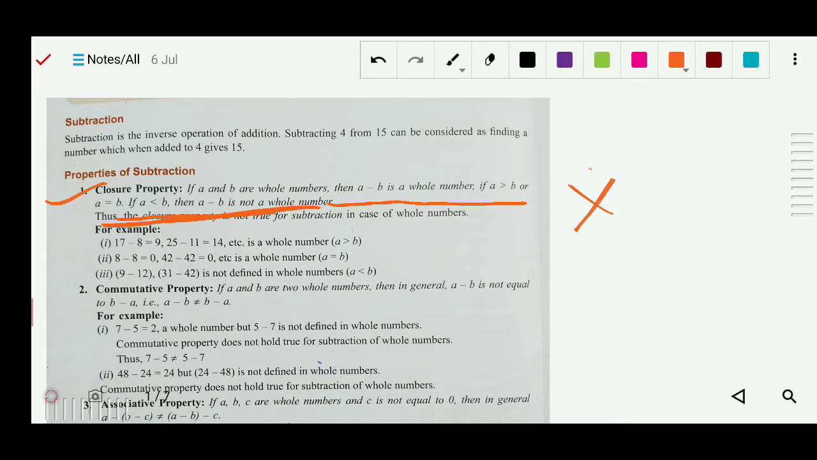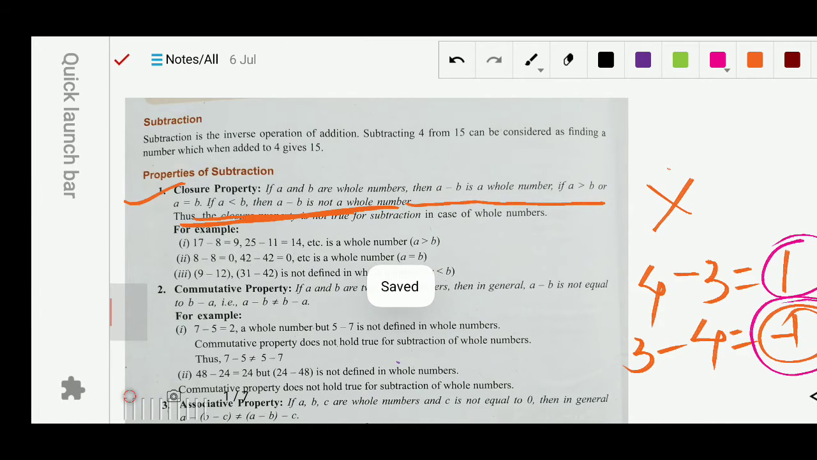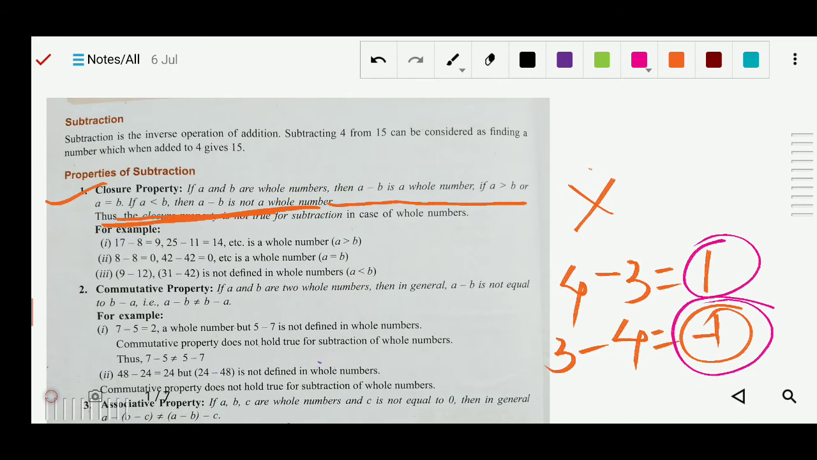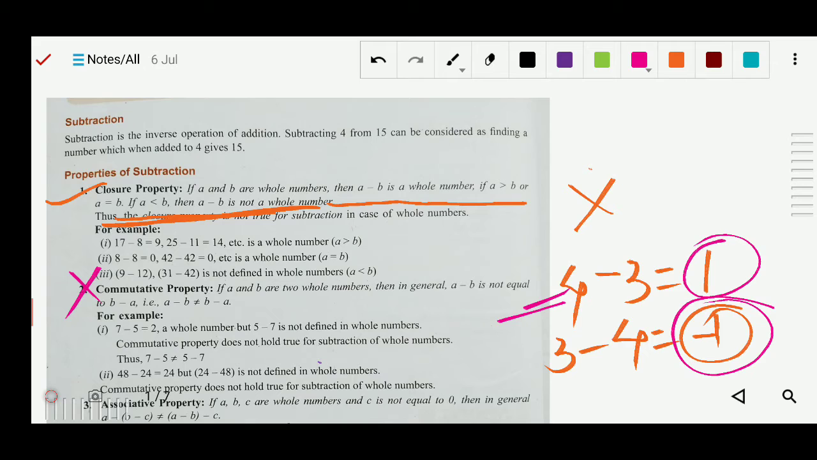Next is the commutative property. If a and b are two whole numbers, then in general a minus b is not equal to b minus a. Suppose I write 4 minus 3 equals 1. Can we write 3 minus 4 as 1? Its answer will be minus 1. So you can see the answer has changed. So the commutative property is again not followed in the case of subtraction.